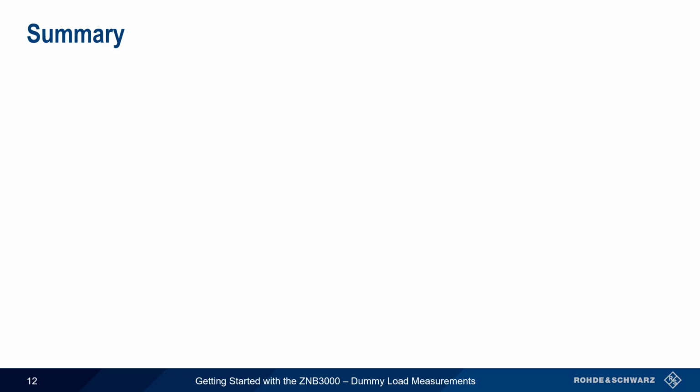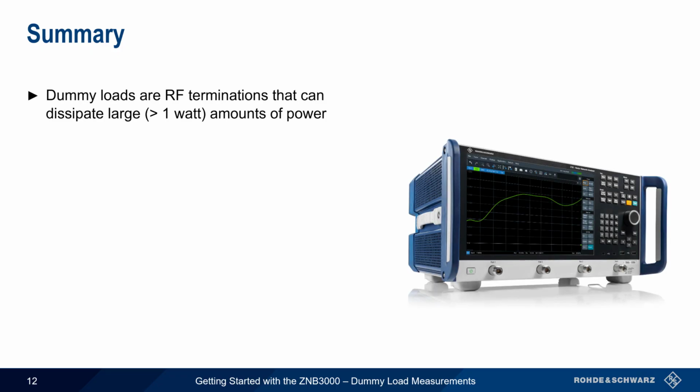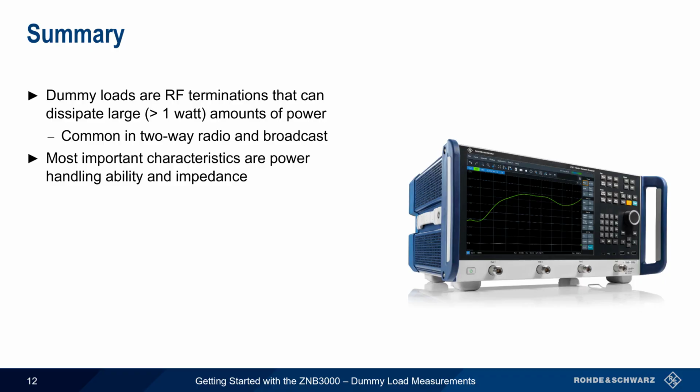Let's end with a brief summary. Dummy loads are RF terminations that can dissipate larger amounts of RF power, and are commonly used for two-way radio and broadcast applications. The two most important characteristics of a dummy load are its power handling ability and its impedance as a function of frequency. The latter of these can be measured using a vector network analyzer.